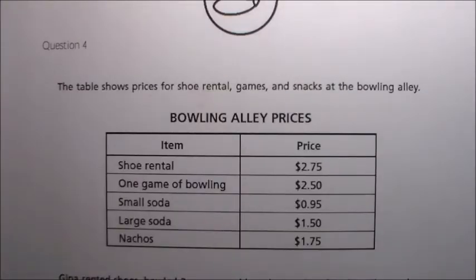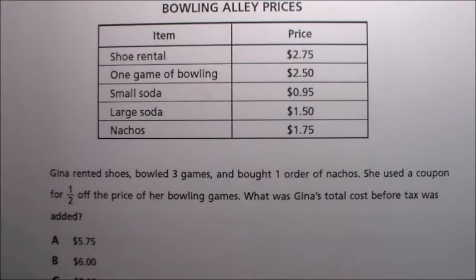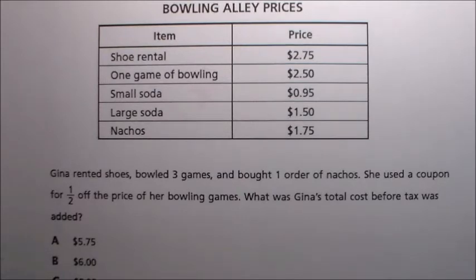Okay, question number 4. The table shows prices for shoe rental, games, and snacks at a bowling alley. Look at this table, it's amazing. You get all these different prices for different things. Your question then says, Gina rented shoes, bowled 3 games, and bought 1 order of nachos. She used a coupon for 1.5 off the price of her bowling games. What was Gina's total cost before tax was added?